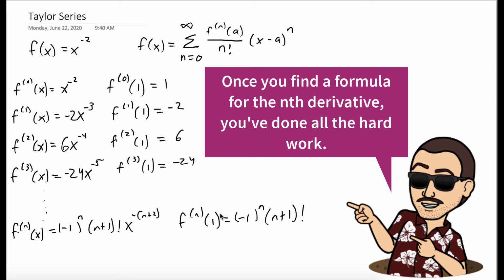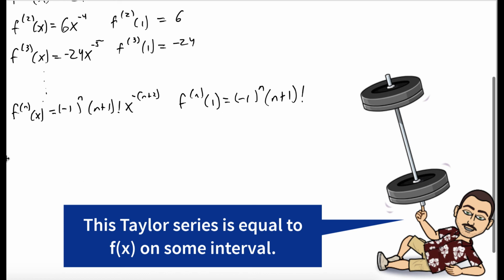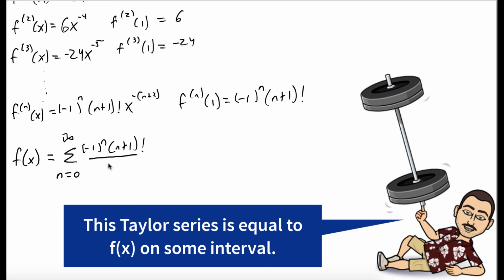We're basically done with the question now. All we have to do is plug in this information into our formula for the Taylor series. So our function is equal to the sum from n equals 0 to infinity of negative 1 to the n times n plus 1 factorial over n factorial times x minus 1 to the n. Well, n plus 1 factorial divided by n factorial is just n plus 1.